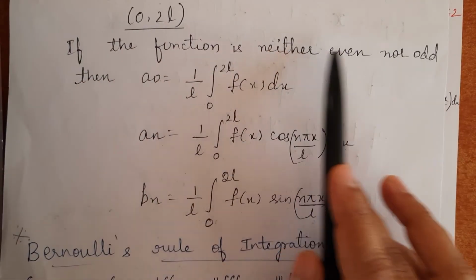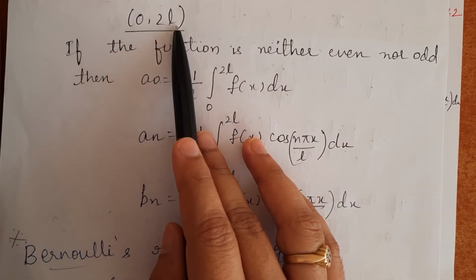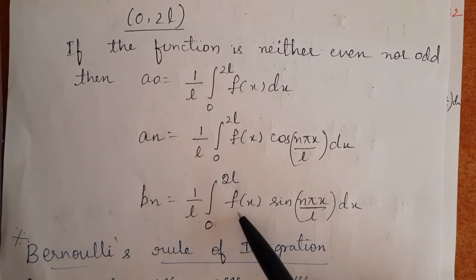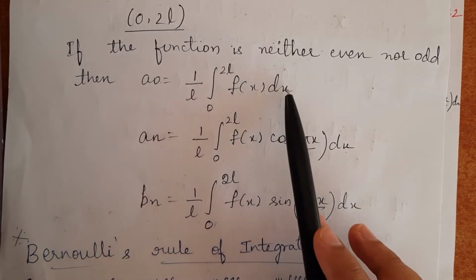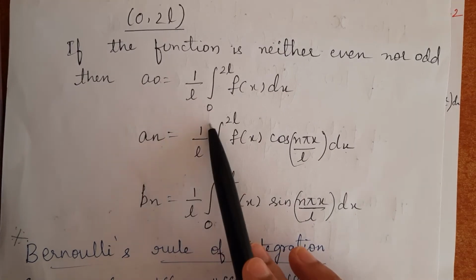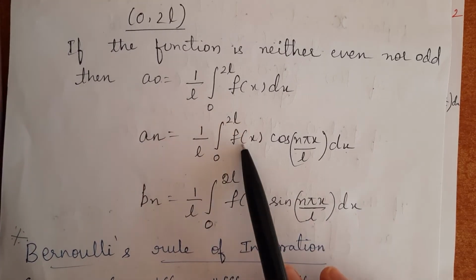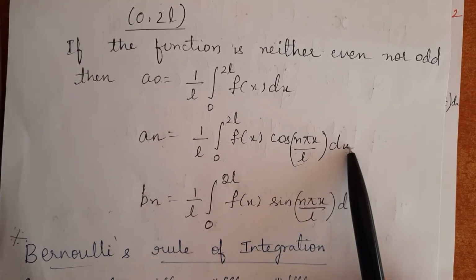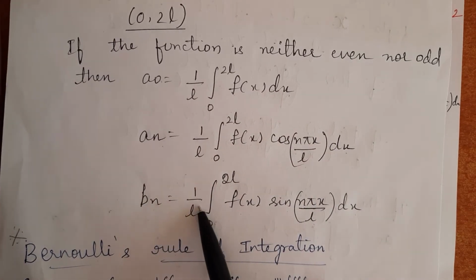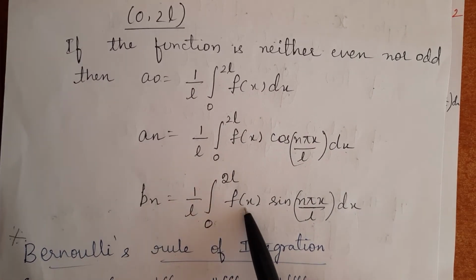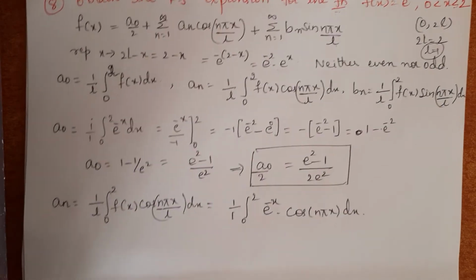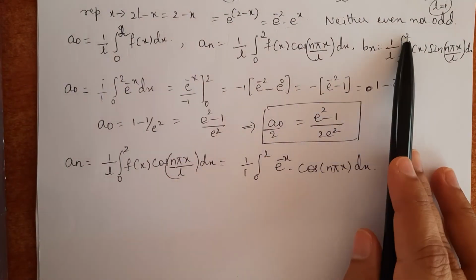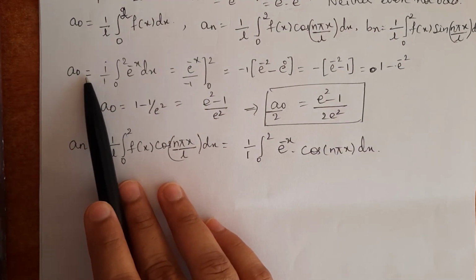If the function is neither even nor odd in case of 0 to 2l, we should use Euler's formula like this. a0 is 1 by l integral between 0 to 2l f of x dx. an is 1 by l integral between 0 to 2l f of x cos n pi x by l into dx. bn is 1 by l integration between 0 to 2l f of x sin n pi x by l into dx. The same formulas we are using here, a0, an and bn. So let me substitute for a0.